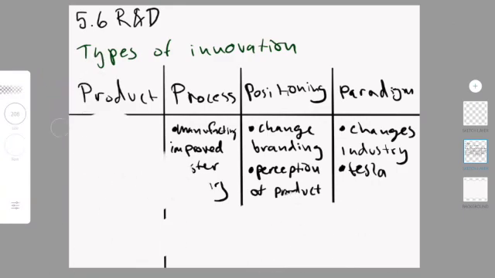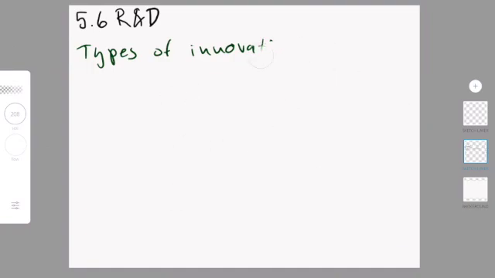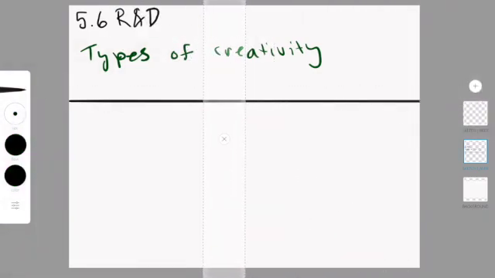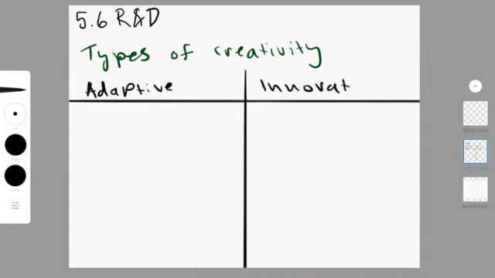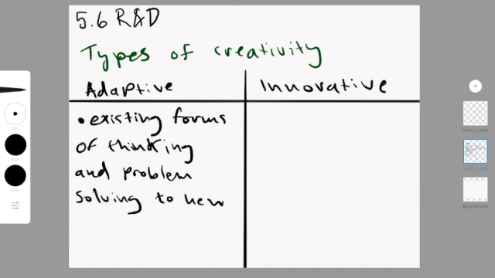Then we get to forms of creativity. You need creativity to have innovation, just so you're aware of that. I think we all know what creativity is. There's adaptive creativity and innovative creativity. Adaptive creativity is a form of creativity that transfers and applies existing forms of thinking and problem solving to new scenarios, new situations. Innovative creativity is a form of creativity that generates new forms of thinking, addressing problems from an unusual perspective.